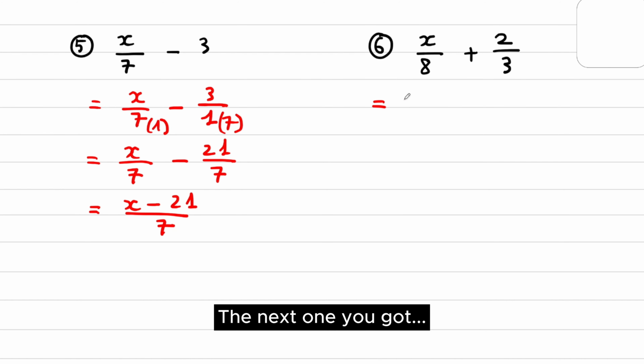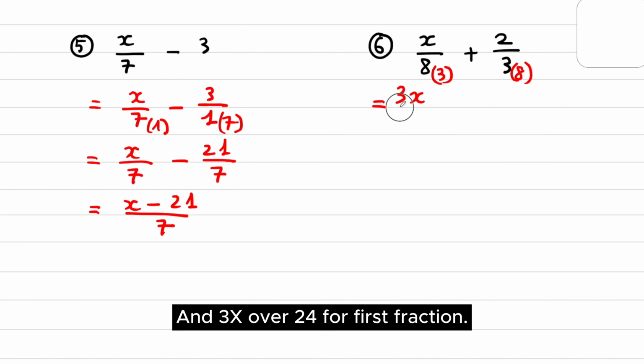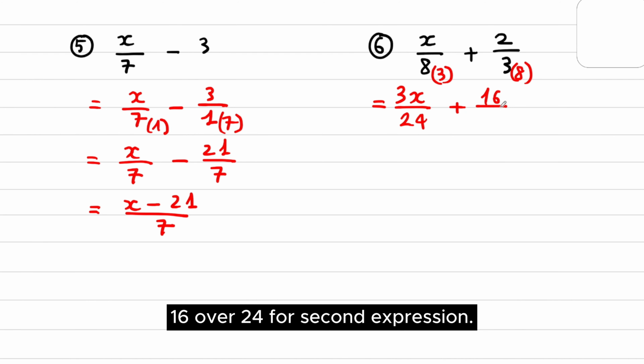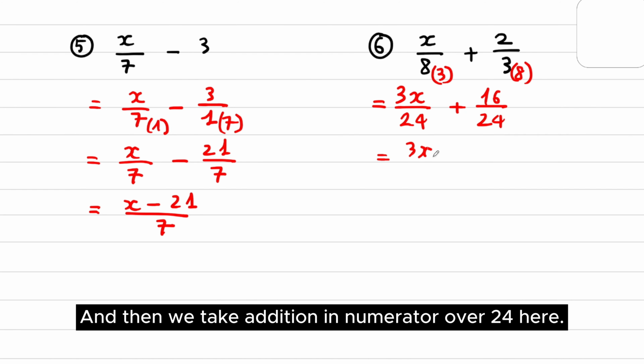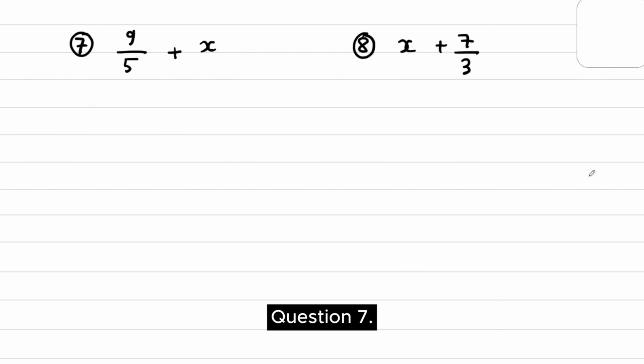Okay, the next one, you have 3 inside the bracket and 8 inside the bracket, the first number and the second number, and 3x over 24 for the first fraction, 16 over 24 for the second expression. And then we do the addition in the numerator over 24 here. That is question 6.